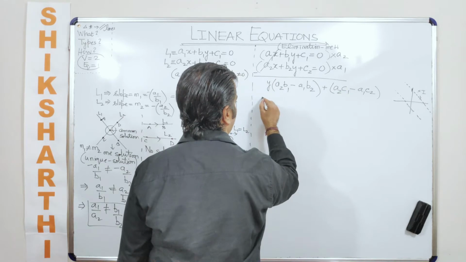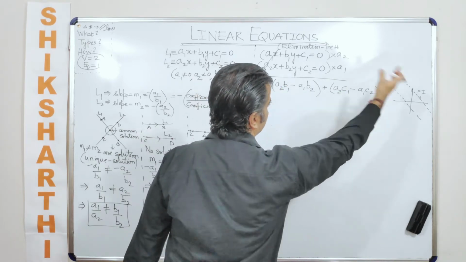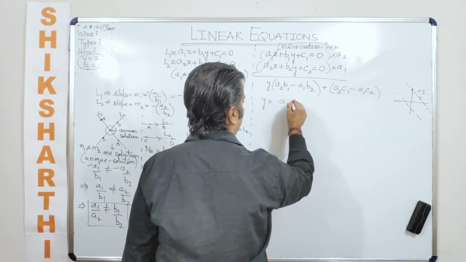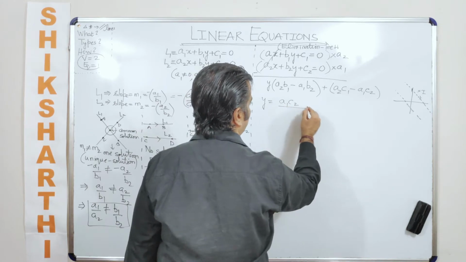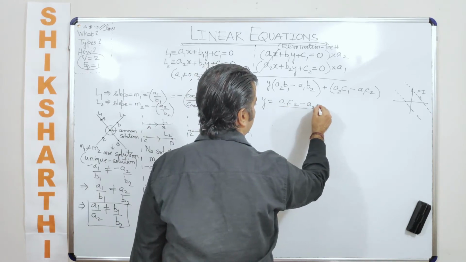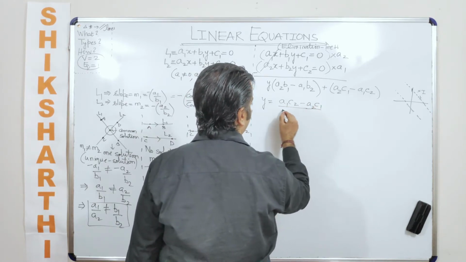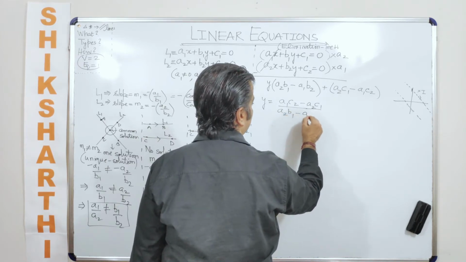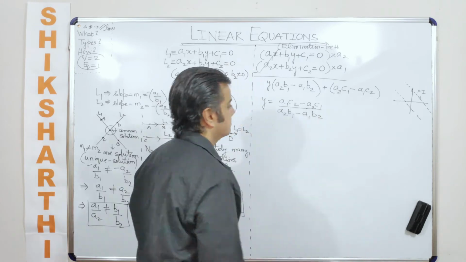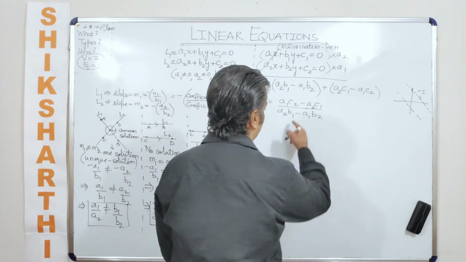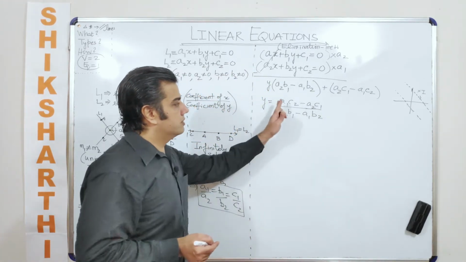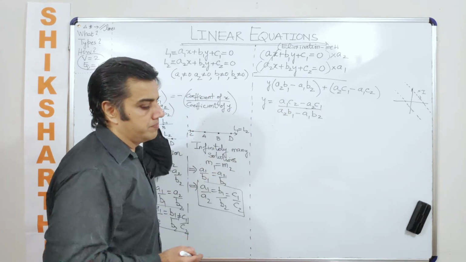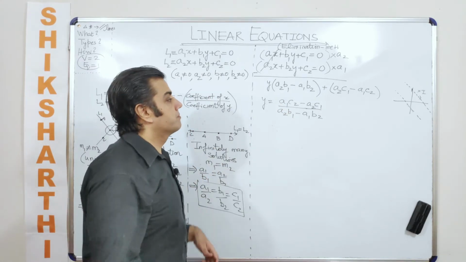So when I solve for y, this goes on the other hand side, which is just like saying y equals (a1c2 minus a2c1) divided by (a2b1 minus a1b2). Right? There are other ways also of deducing this. Why did we get it like this only? But anyway, I am not getting into that.